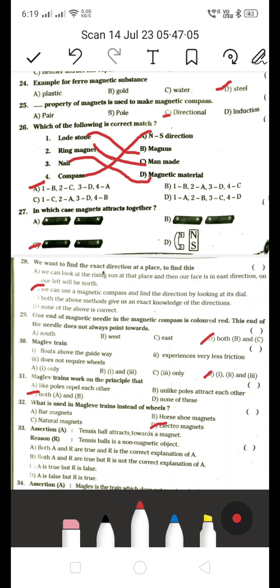Next, assertion: a tennis ball attracts towards a magnet. Reason: a tennis ball is a non-magnetic object. A, both A and R are true, and R is a correct explanation of A. B, both A and R are true, but R is not a correct explanation of A. C, A is true, but R is false. And D, A is false, but R is true. Which is the right answer?